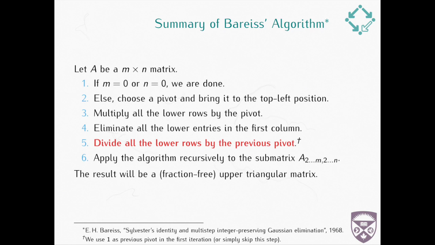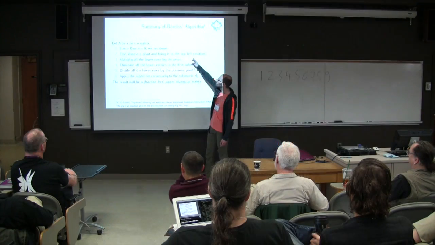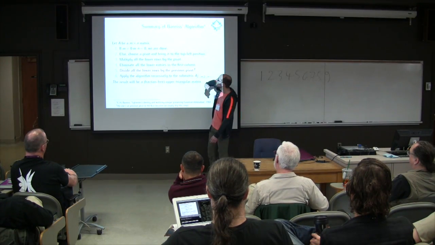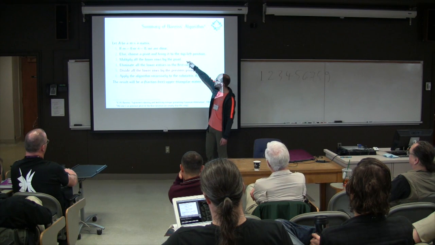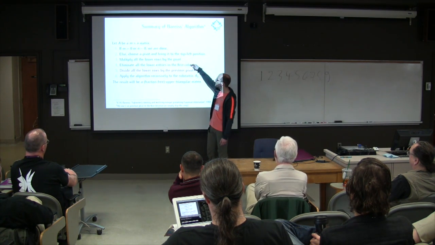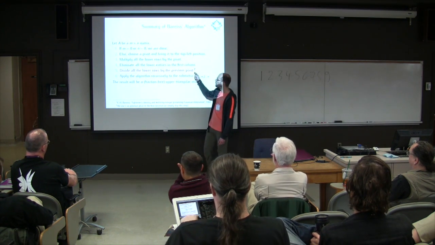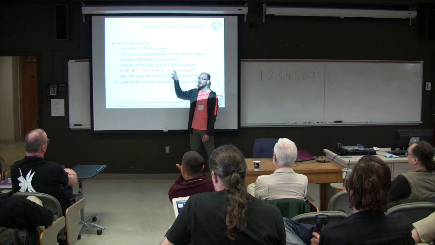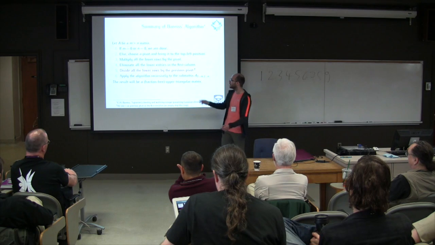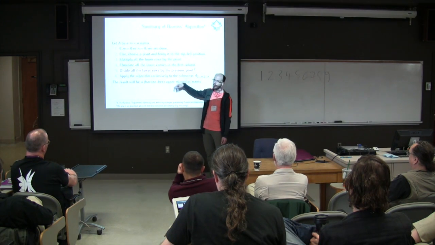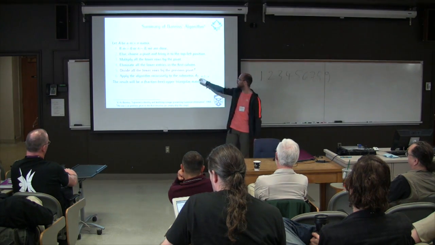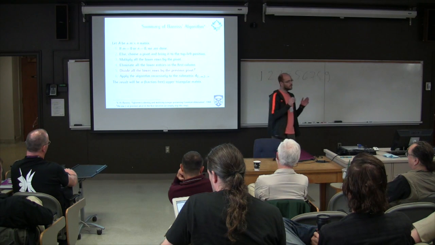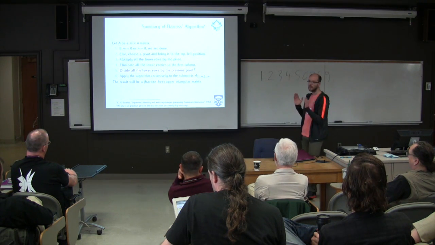If our matrix is empty, we don't have to do anything. Otherwise, we choose a pivot. We multiply all the lower rows by the pivot, eliminate all the entries, and then our observation tells us that all the lower rows will be divisible by the previous pivot. So we can just divide it out and then go on with the algorithm recursively on the submatrix. And this way we keep the entries nice and small.